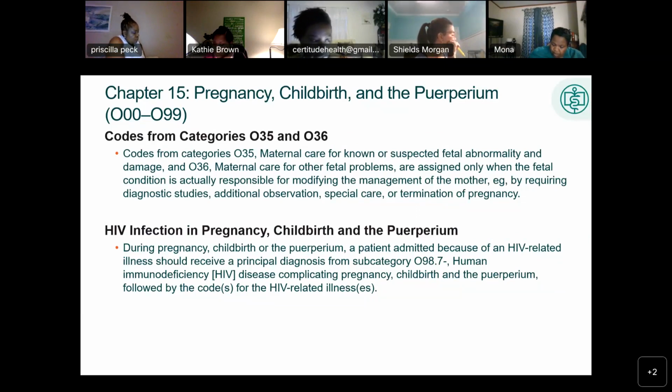So during pregnancy, the HIV guideline, which is F under Chapter 15, says a patient admitted because of an HIV related illness should receive a principal diagnosis from subcategory O98.7. So that goes against the Chapter 1 guideline, right? That says we should report B20. That is because this is a pregnancy, so we have to have the O code for that HIV. This is the only exception to that B20 rule.